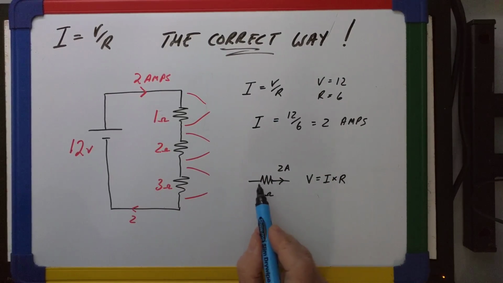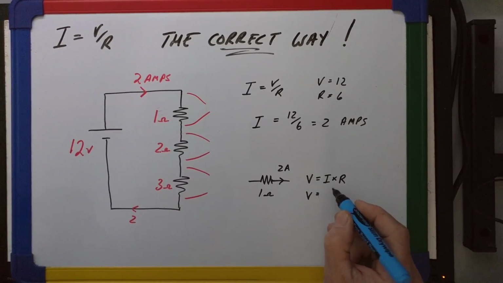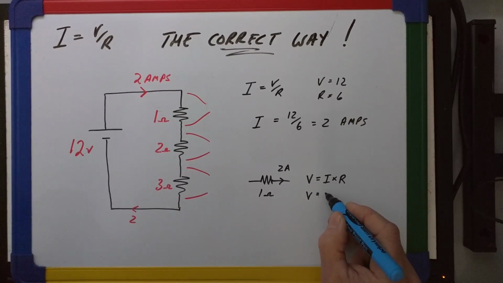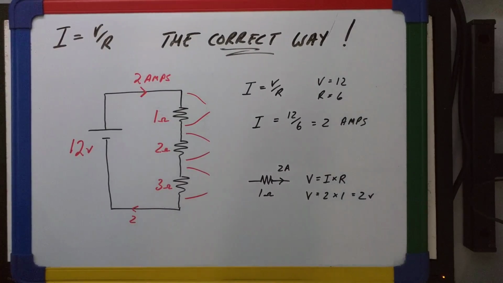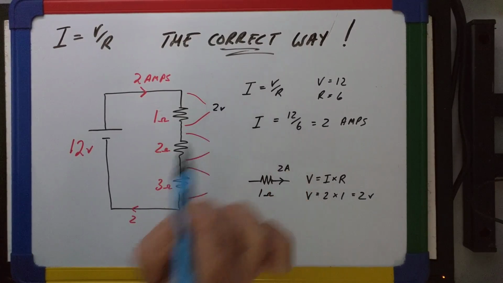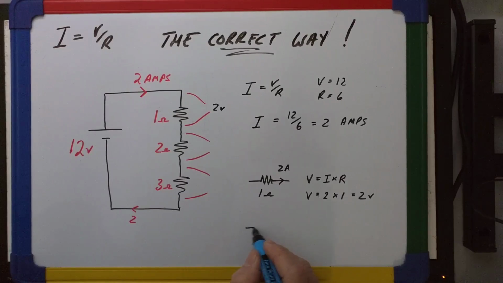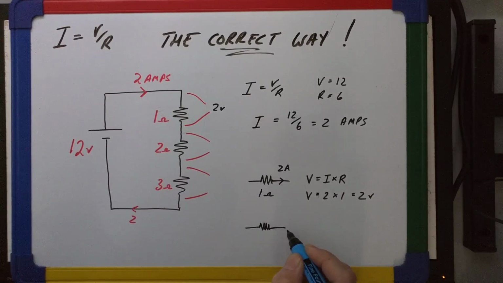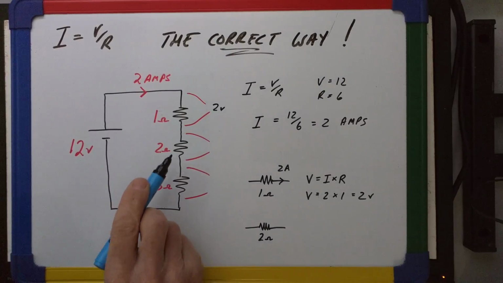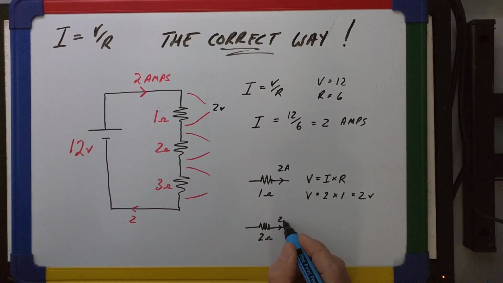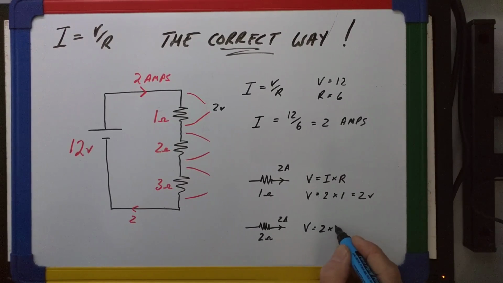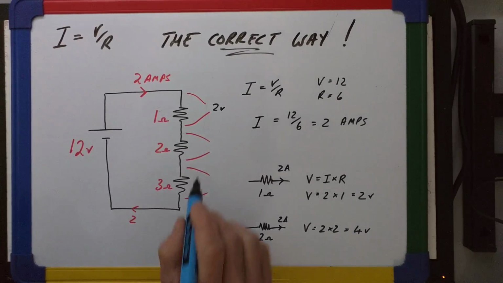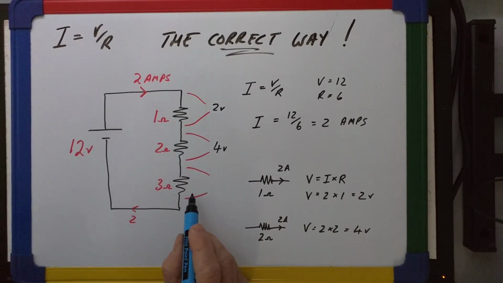So if we want to know the voltage across this resistor, the voltage is going to be the current flowing through that resistor, which is 2 amps, multiplied by the resistance 1, which gives us 2 volts. So there's going to be 2 volts across there. And if we want to know the voltage across the 2 ohm resistor, this resistor here, it also has 2 amps flowing through it. So the voltage is going to be 2 times 2, which is 4 volts. And if we do the same thing for the last one, we get 6 volts.